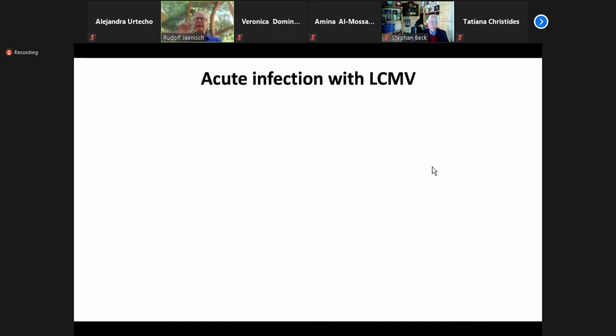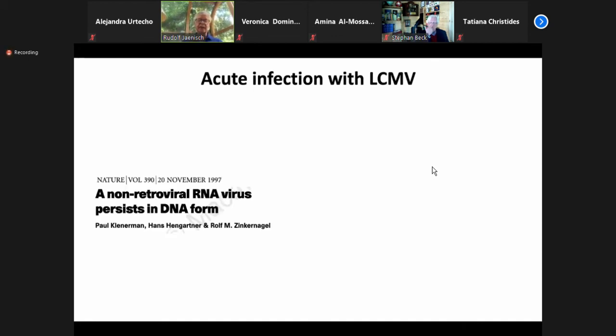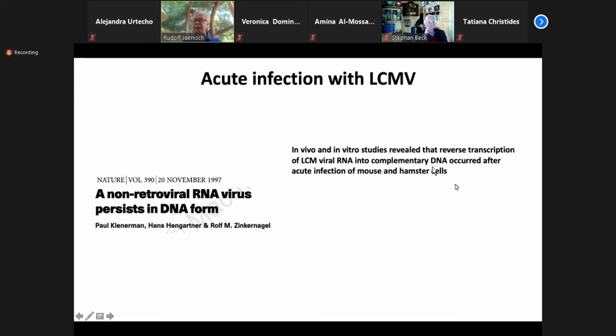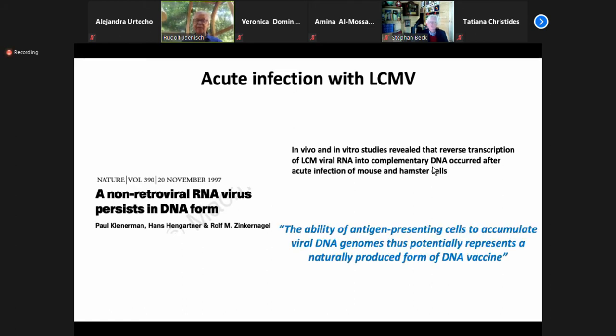So let me come back to the LCM virus from Zinkernagel. This is a paper no more than 20 years ago, and they found in in vitro and in vivo studies in mice that reverse transcription, as I said, led to LCM viral RNA into complementary DNA, which could be found in the DNA. And they concluded, they speculate, which I think is interesting, and I want to quote: The ability of antigen-presenting cells to accumulate viral DNA genomes thus potentially represents a naturally produced form of DNA vaccine. Total speculation, but I thought it was interesting to bring this up here.